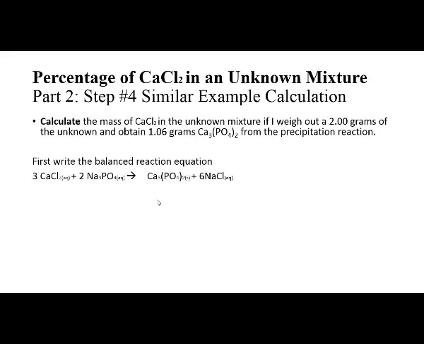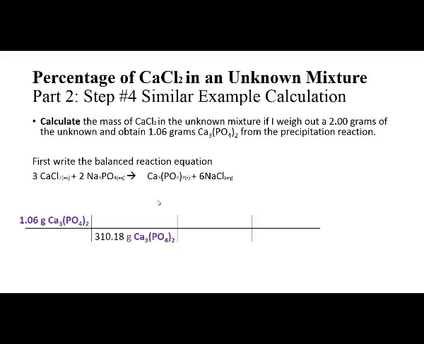So I first write the balanced equation out again that I'm using. I'm going to write down that I collected 1.06 grams of calcium phosphate. Now I want to calculate how many moles of calcium phosphate that I collected using my molar mass. Then I'm going to use a stoichiometric ratio to compare to the calcium chloride that I believe is present in my original unknown mixture.